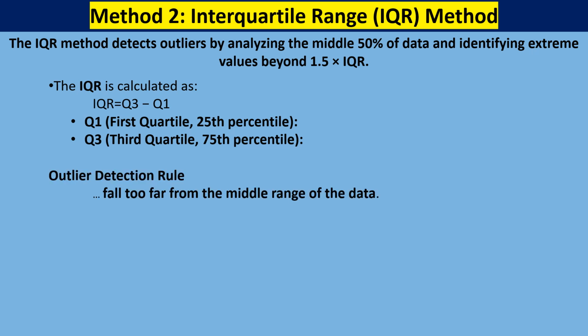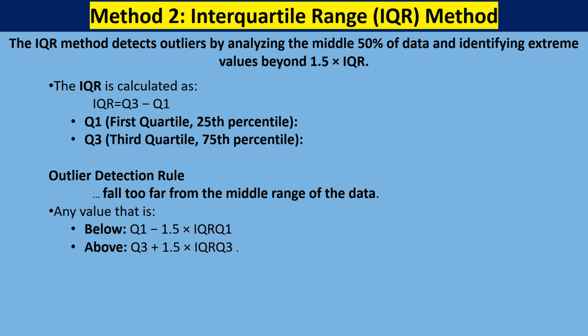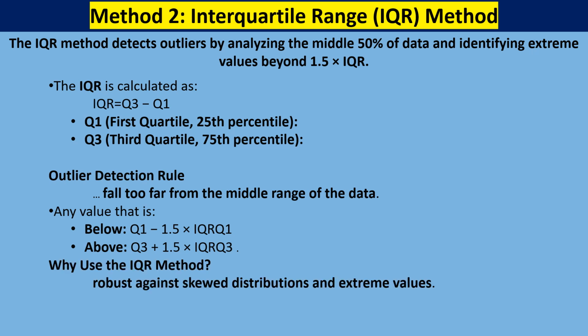Outlier detection rules. Outliers are values that fall too far from the middle range of the data. So any value that is below Q1 minus 1.5 times IQR, or above Q3 plus 1.5 times IQR, is considered an outlier. So why use the IQR method? Unlike other methods such as standard deviation, it is robust against skewed distributions and extreme values. It is widely used in data analysis, finance, and machine learning to clean and pre-process data sets.